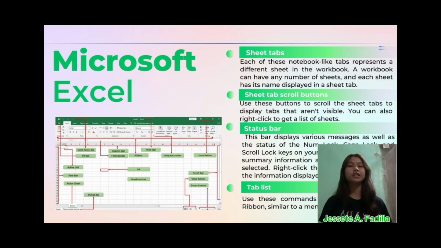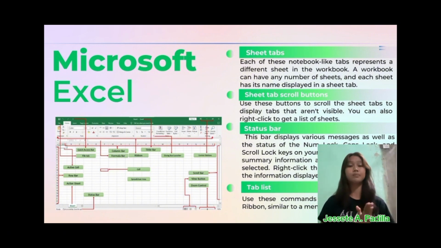The next one is the sheet tab scroll buttons. Sheet tab scroll buttons refer to the small arrows that appear on the left or right side of the sheet tab bar in spreadsheet programs like Microsoft Excel. These buttons are used to navigate through a large number of sheet tabs when they don't all fit on the screen at once. So the next one is the status bar. At the bottom of the window, this bar displays information about the worksheet's status, such as the current cell mode or calculation mode and other useful details.